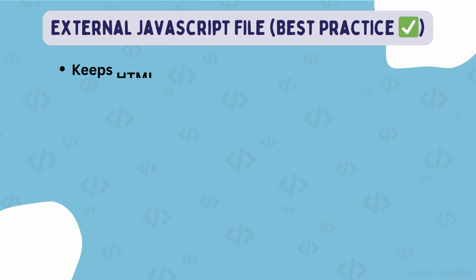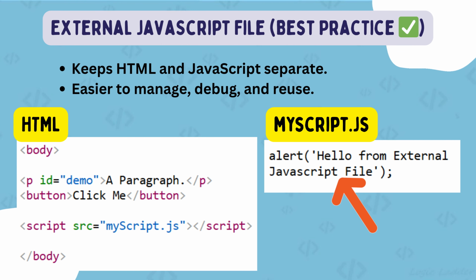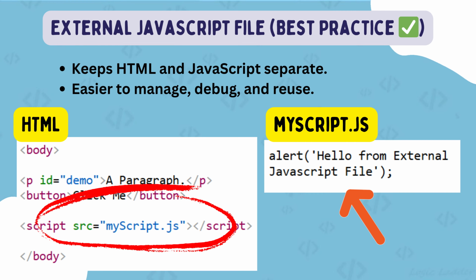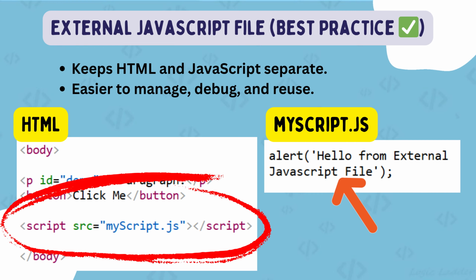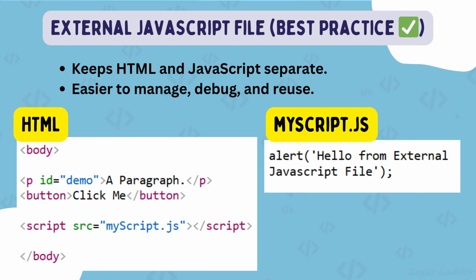The third and best way is linking an external JavaScript file. Here, we save our code in a separate file and name it anything with JS extension. Like here we have a file with name myscript.js. We link it in our HTML using the src attribute in the script tag. This keeps our HTML clean, makes code easier to manage, and allows us to reuse the file anywhere.